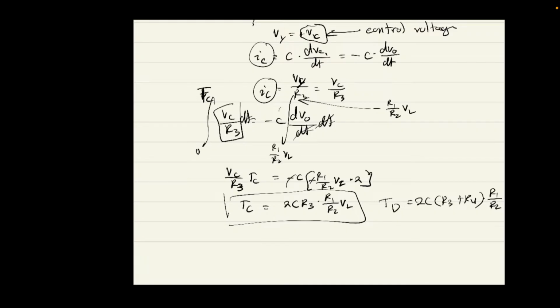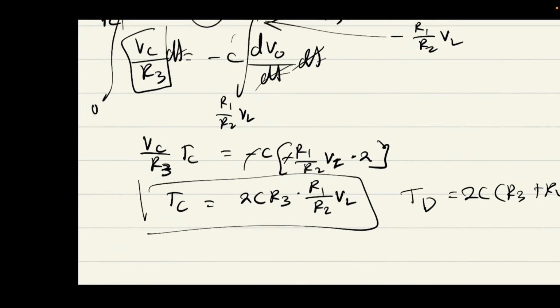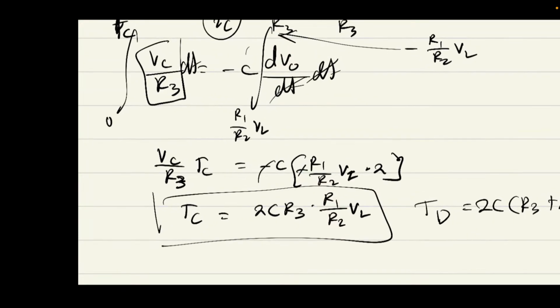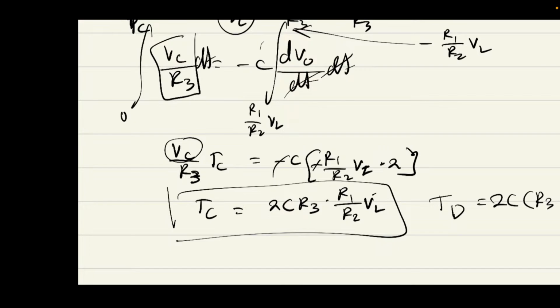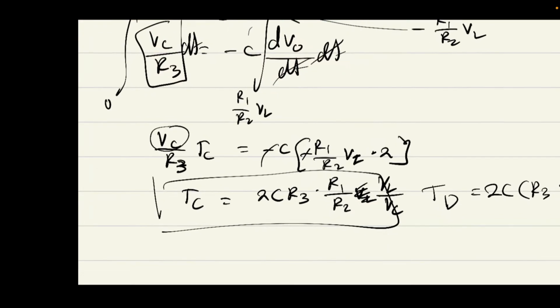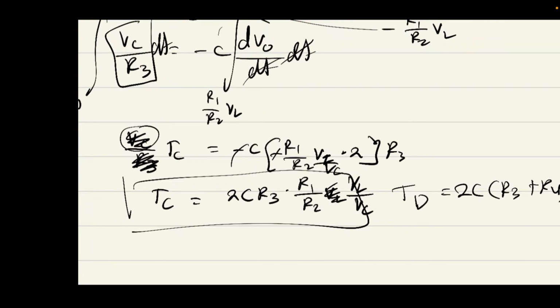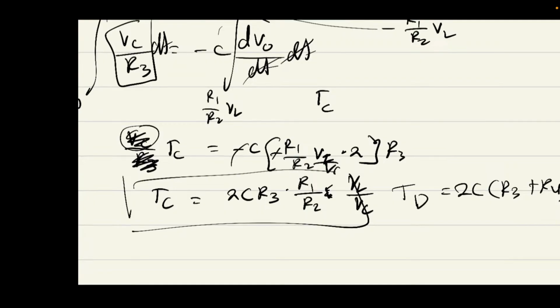VC over R3TC. The VC on the other side goes to... Oh, did I miss? Hold on. Where did my VC go? VL on VC. Wait, did I even write out the final expression? No, I didn't. Sorry. Quick correction, TC is 2C times R3 times R1 on R2 times VL on VC. And then that's it. Thank you.